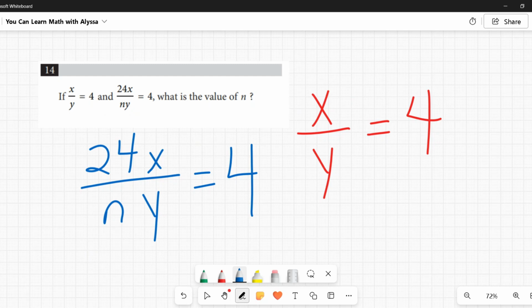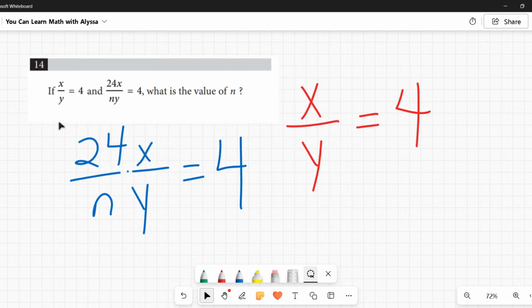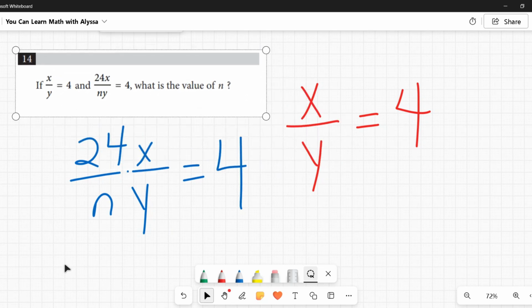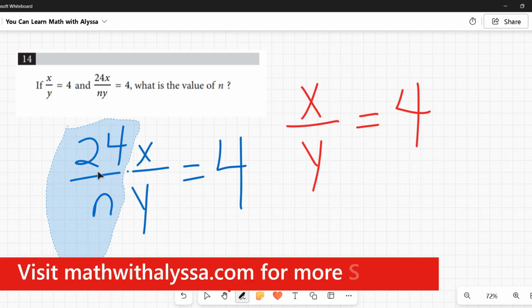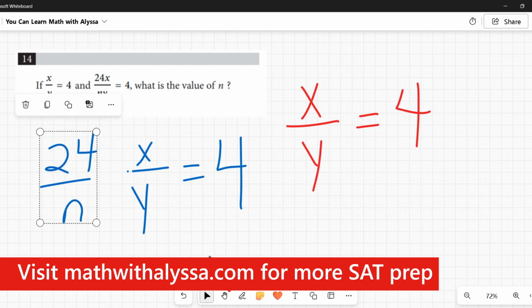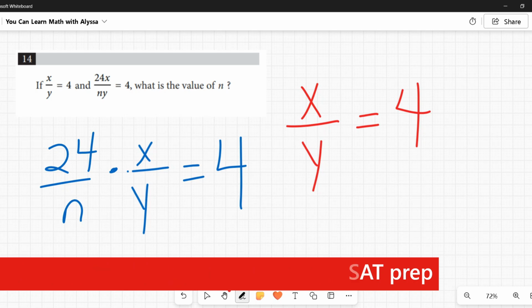So x over y, I'll erase a partial stroke. We could view this as 24 over n times x over y, right? Let me highlight things, whiteboard. It's not going to let me draw and highlight things. Oh, there it goes. There, now it's happy. Okay, I can move this over. There we go, so that it's 24 over n times x over y.